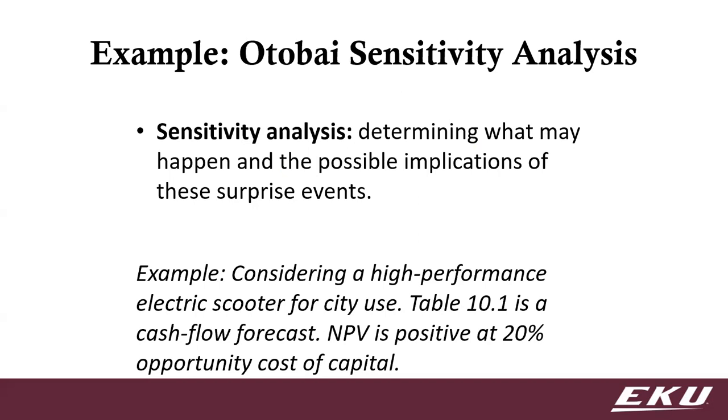So we're going to look at this project for the next several slides. We have this electric scooter company. They sell those little scooters to the city, and then the people can use them to ride around. And we're going to have a cash flow forecast on the next slide. And just notice the NPV, the net present value, is positive. If it were not positive, we wouldn't consider it probably, right? And it's positive at a 20% cost of capital.